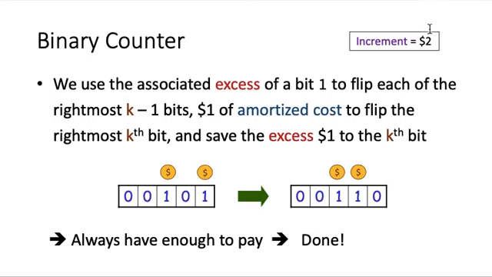So altogether in this round of operation, we just need to pay an amortized cost of $2, and then we can maintain the invariant that each bit 1 in the resulting counter will have an associated excess. And then the operation can all be paid without any problem. So we will always have enough to pay, and because of this, this is also done. So in this example, we have proven that for the binary counter problem, each increment operation has an amortized cost of 2.